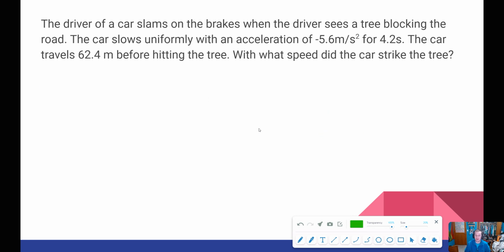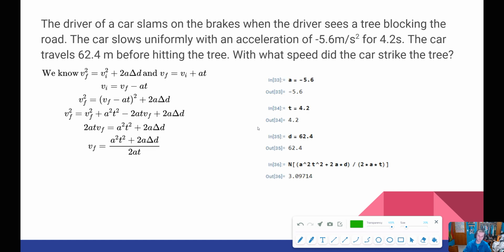So next problem. The driver of a car slams on the brakes when the driver sees a tree blocking the road. The car slows uniformly with an acceleration of negative 5.6 meters per second squared for 4.2 seconds. The car travels 62.4 meters before hitting the tree. With what speed did the car strike the tree? If you want to try this on your own, go ahead. Otherwise, if you're going to enjoy the show, we'll keep going.